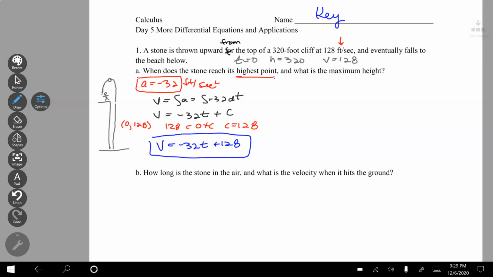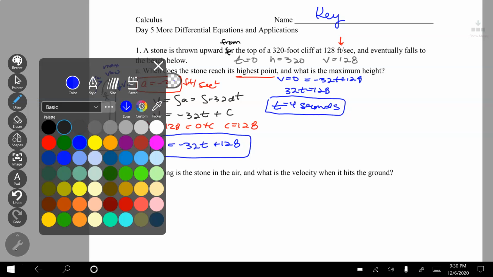Well, one thing I know about the highest point is my velocity is equal to 0, because when I'm at a max, when I go this way my velocity is positive, and when I go this way my velocity is negative. So I plug in velocity equals 0. I get 32t equals 128, or t equals 4 seconds. So at t equals 4 seconds, it's at its maximum height. So what is that maximum height?